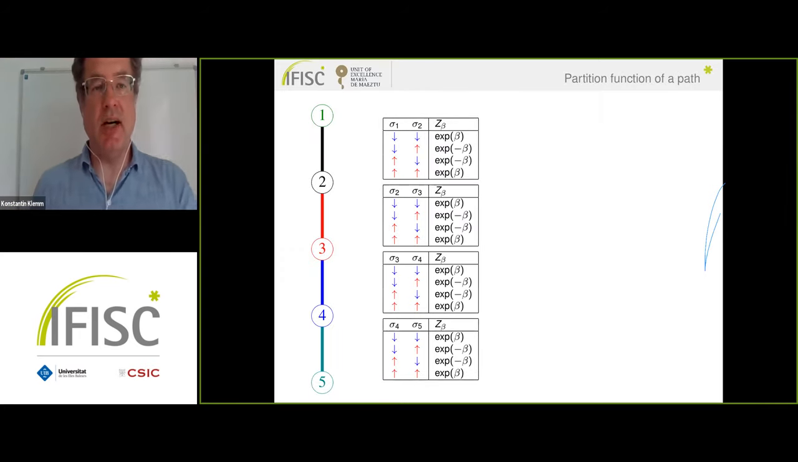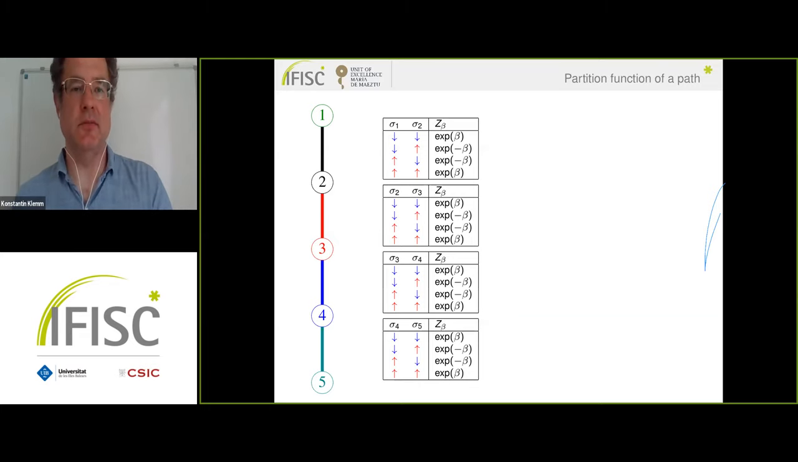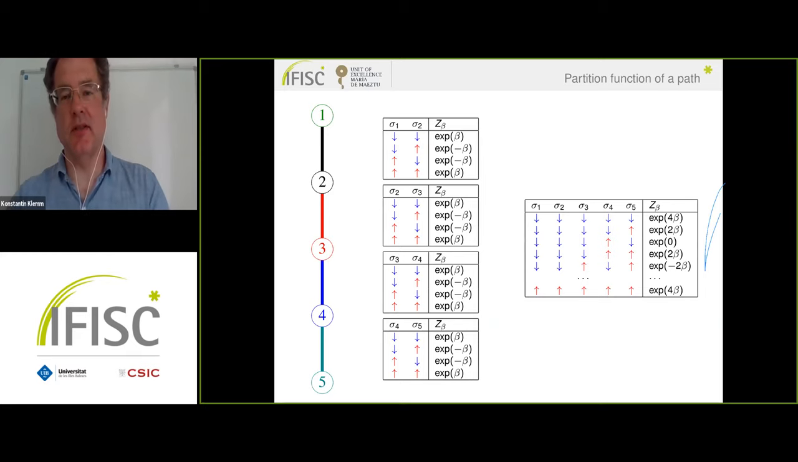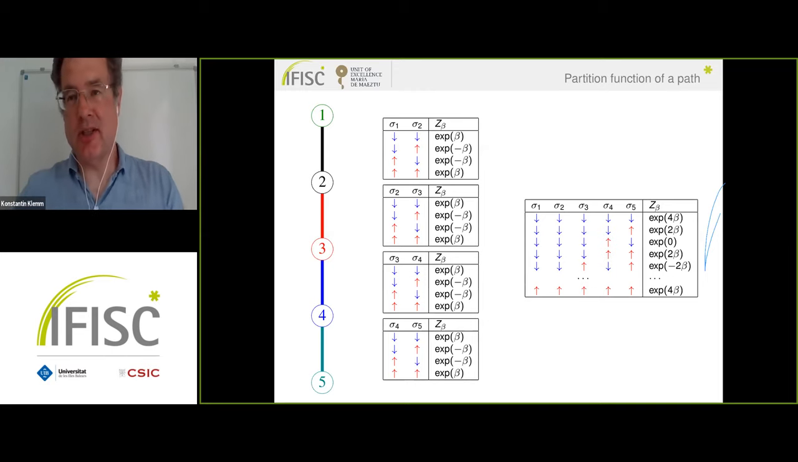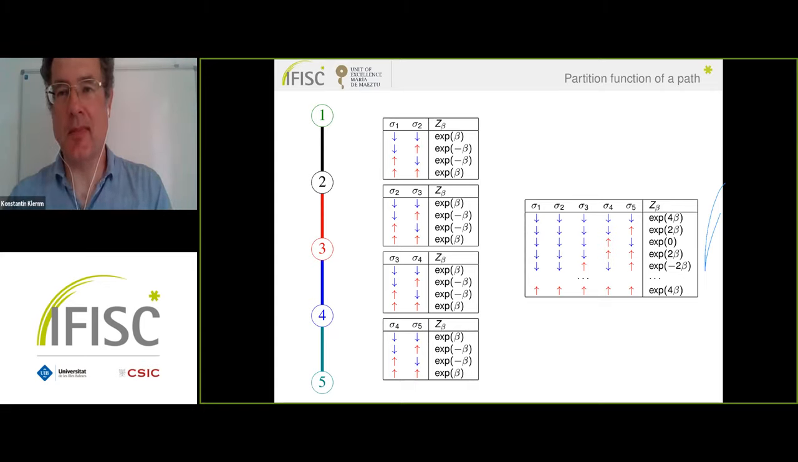Now, when I have a path or a chain of nodes, I can first of all consider each edge again independently and assign each of them such a table. Then I could combine all the tables into one. The z values always have to be multiplied, so I get different exponential function values of beta, and I would have to sum that up. That would be the brute force approach of just going through all the states of the system.